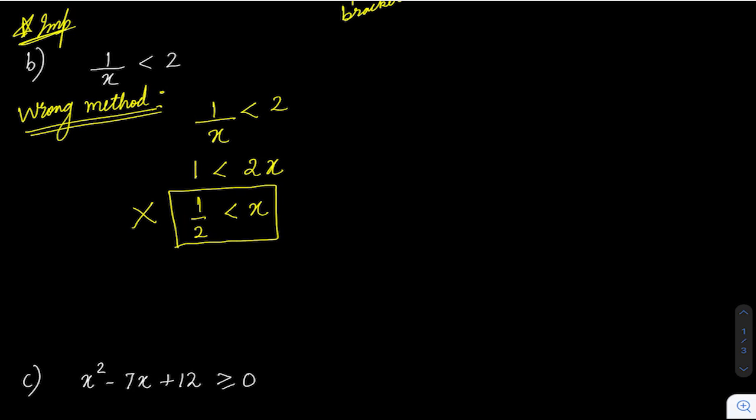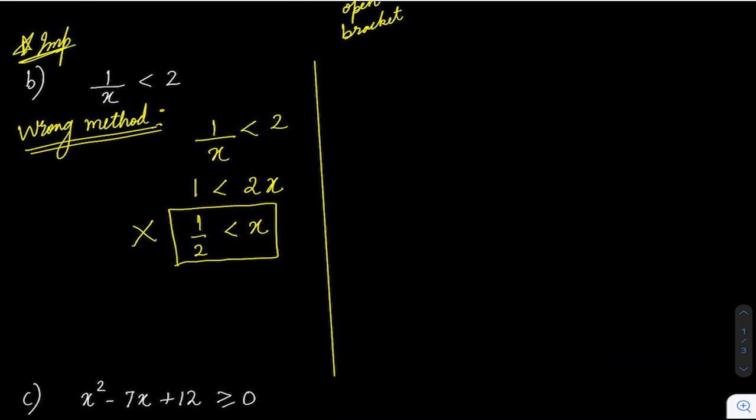Okay, so let's discuss. The first question is, why is this wrong? The answer to that question is like this. Whenever you cross multiply, generally you do cross multiply when there is an equality sign, equal to sign.